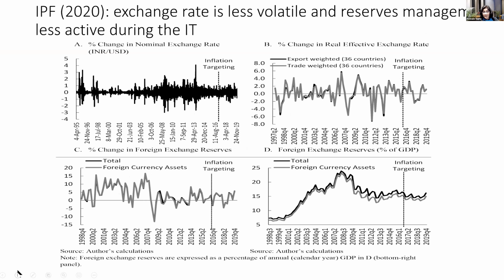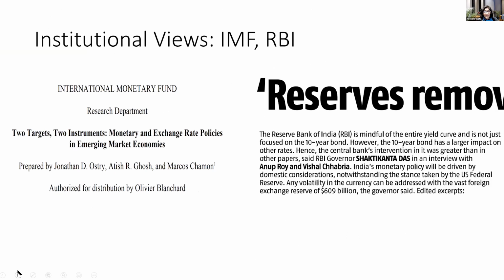And just simple charts to show how these variables have behaved in India during the inflation targeting period. Nominal exchange rate, real exchange rate, use of foreign reserves is more modulated than in the past, and simple regressions can actually pick up a statistical difference as well in the post-inflation targeting versus the pre-inflation targeting period.